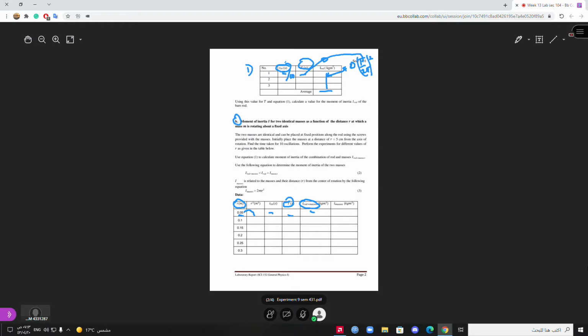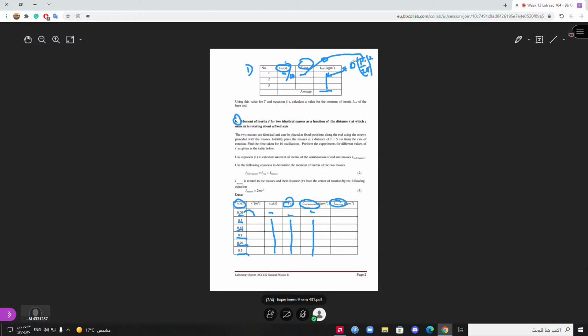Repeat this experiment for different values of R. Next R is 10 centimeter, 15 centimeter, 20 centimeter, 25 and 30. Find its time taken for 10 oscillations T10 and find its corresponding capital T, that is the time period. Substitute the time period in the given formula, you will get I rod plus masses.